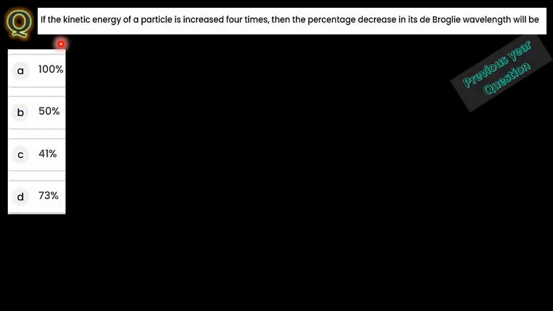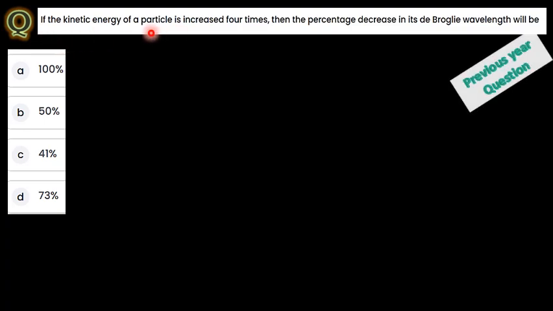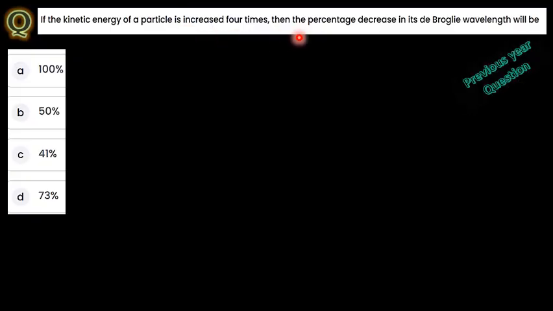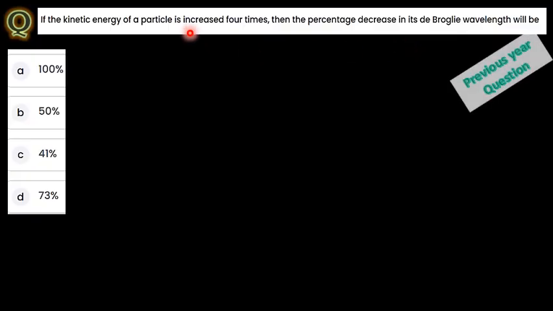This question here is an old question paper question. If the kinetic energy of the particle is increased 4 times, then what is the percentage decrease in de Broglie wavelength? The electron's kinetic energy has been increased 4 times, so what is the percentage decrease? It will decrease, as they have already given.